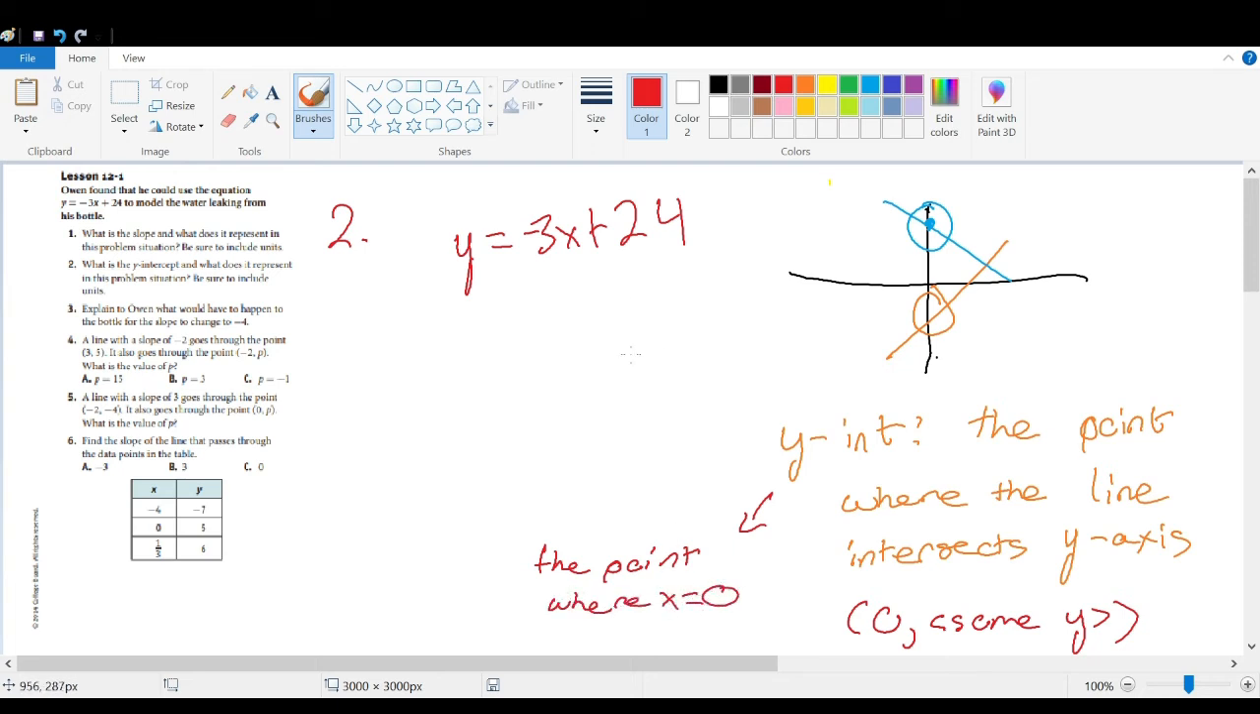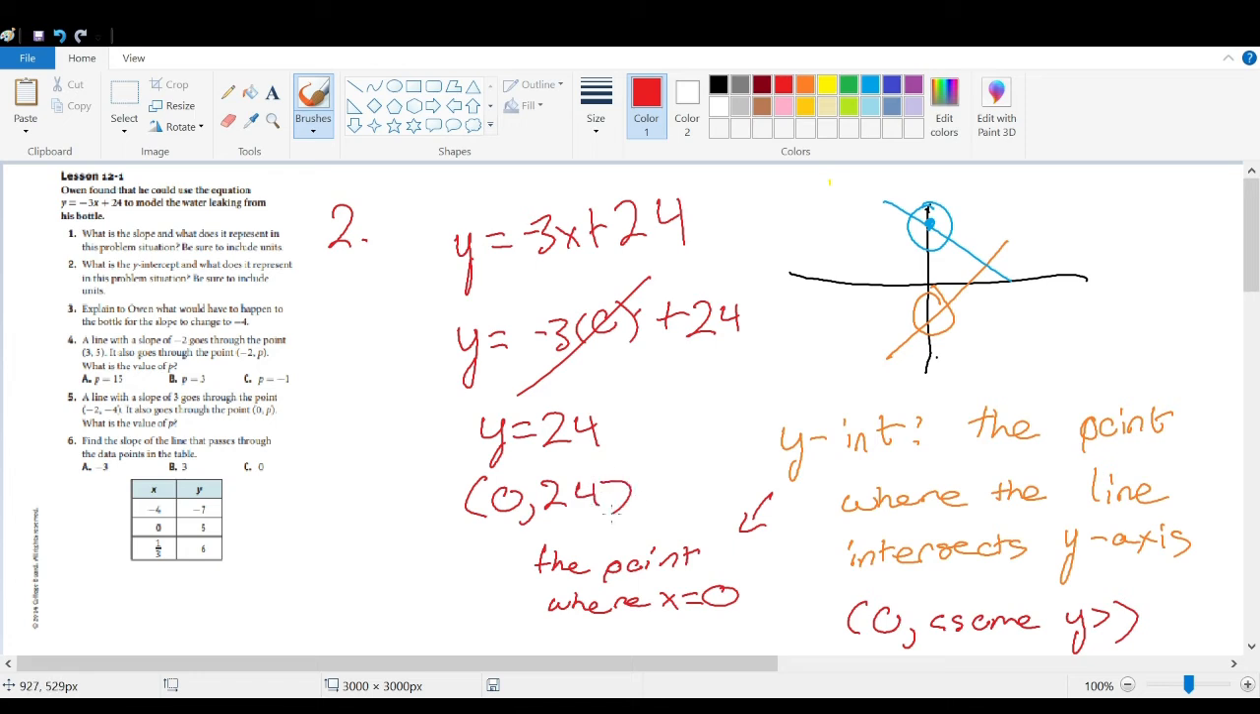So the thing is that, amusingly enough, we already know what x is. It's 0. But we need to know y. So how do we figure that out? Well, for y, we are just going to say -3 times 0 plus 24, because I'm saying x is 0. And then y is equal to 24. Because this cancels, since x is 0, we get y is 24. And now, because of that, our y-intercept is 0, 24.